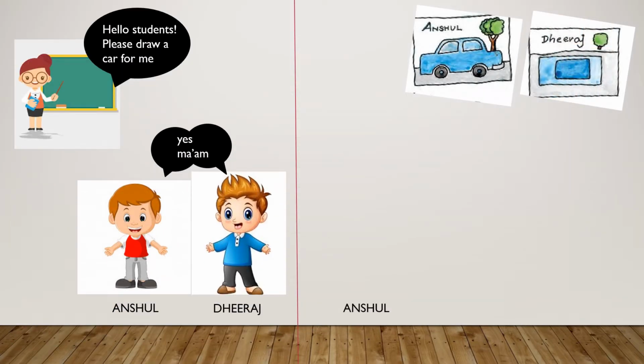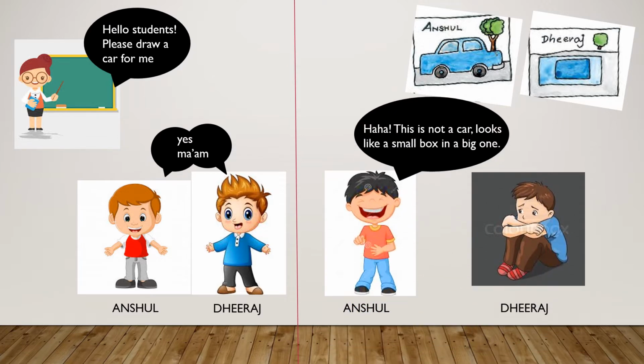We begin our chapter with a short narrative. There are two boys named Anshul and Dheeraj who are instructed to draw a car by their teacher. The result will make you think. This is the drawing that Anshul made, and this one is made by Dheeraj. You can see that Anshul finds Dheeraj's drawing very funny and says that it looks like a box within a box. Do you think he's right? Do you think that Dheeraj's drawing is wrong?